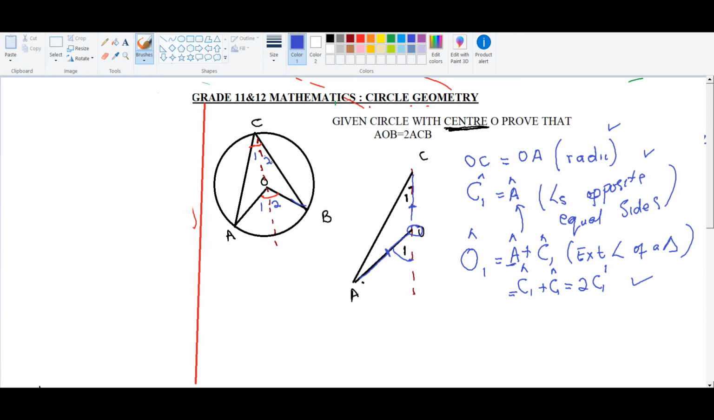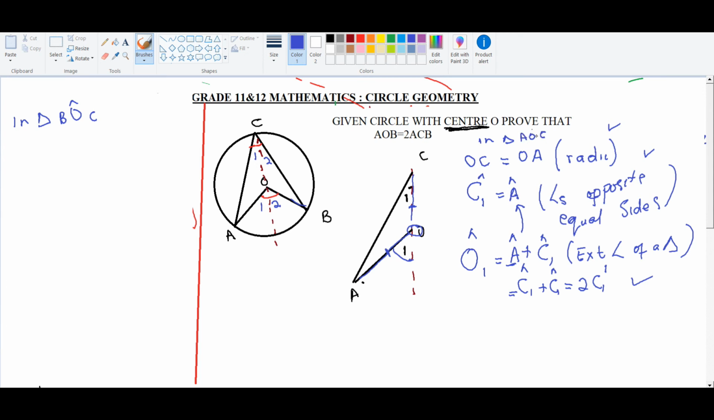Now from this triangle, you write in triangle what? Which triangle are you focusing on? BOC now. We are focusing on triangle BOC. In fact, we forgot to say in triangle what?